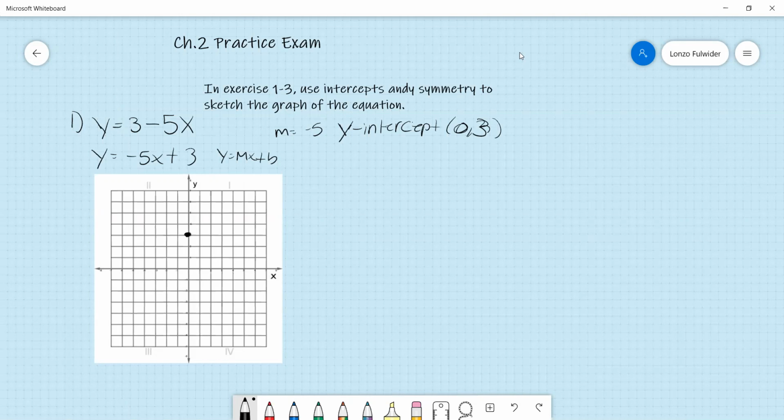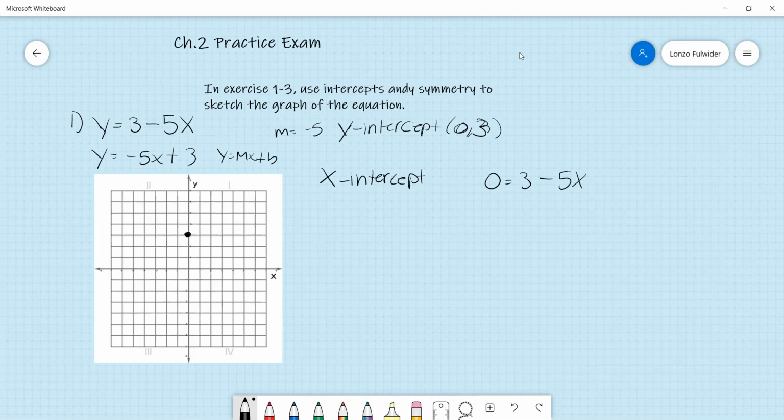Now let's find our other intercept. It would be our x-intercept. Do you remember the rule of finding the x-intercept? You simply replace y with 0 and solve for x. So let's set up the equation. We have y equals 3 minus 5x. So that's going to be 0 equals 3 minus 5x. Then let's solve for x.